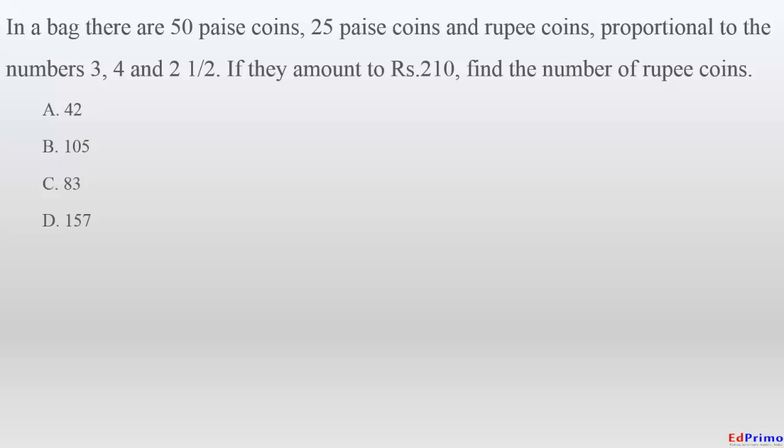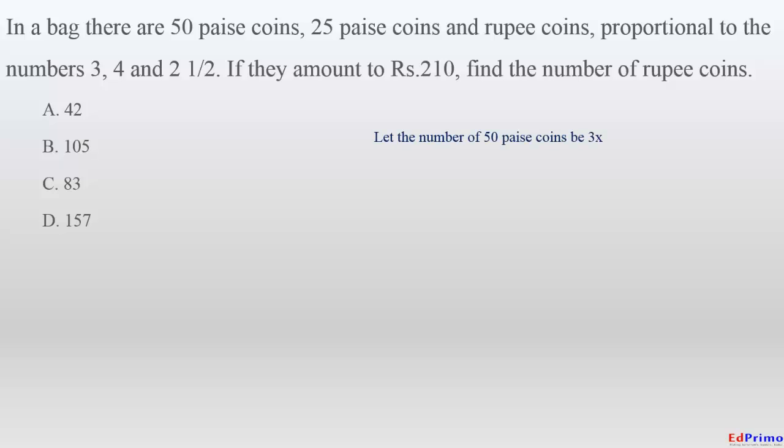Now this question is fairly simple, that we have three types of coins inside a bag, and these coins are in the proportion of 3:4:2.5. And we are also given an information saying that the total value of these coins put together will form 210. Now to solve this kind of a question, the first and foremost thing that we will do is to frame this question in form of an equation, a simple equation.